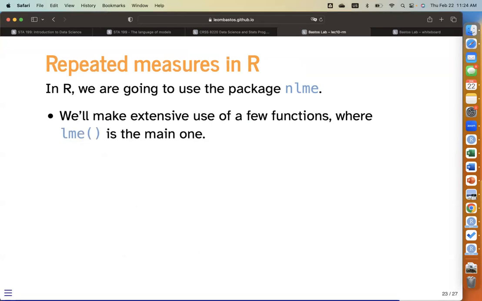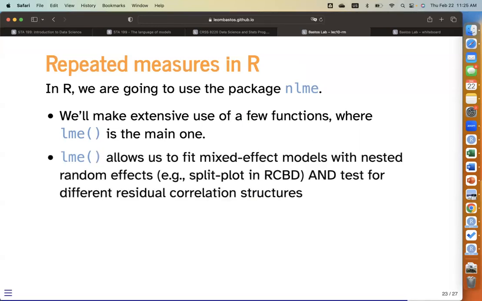But the package NLME has a few different functions that we can use for this type of exercise of model fitting when it comes to repeated measures. The one that we're going to be using is called LME from the NLME package. The reason is that our model is becoming more complicated, right? We have a randomized complete block design with blocks treated as random, with a split plot, with repeated measures. LME is one of the functions that allows us to incorporate all of those features of our model into one function.